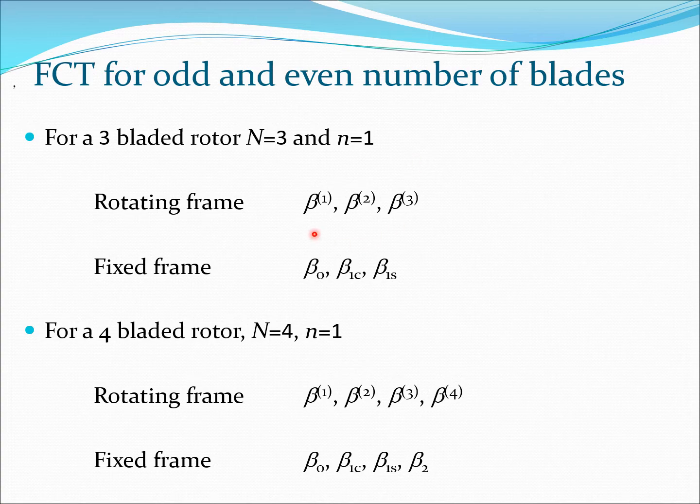So in the rotating frame, I would have beta 1, beta 2, beta 3 as the 3 degrees of freedom. In the fixed frame, these would become beta 0, beta 1c, and beta 1s. Similarly, for a 4-bladed rotor in the rotating frame, I have beta 1, beta 2, beta 3, beta 4, and in the fixed frame, I have beta 0, beta 1c, beta 1s, beta 2.